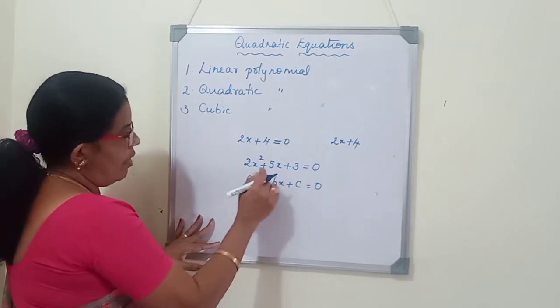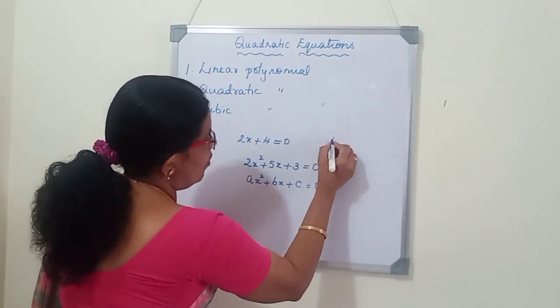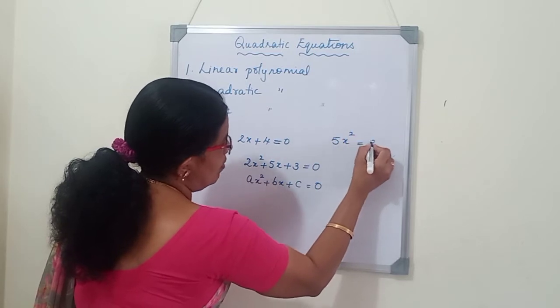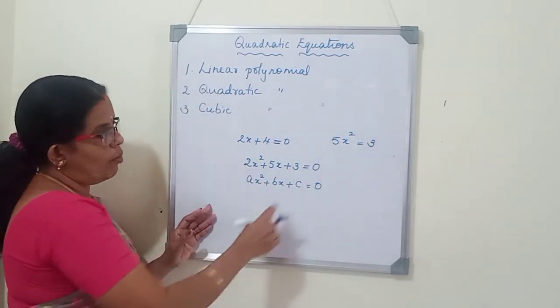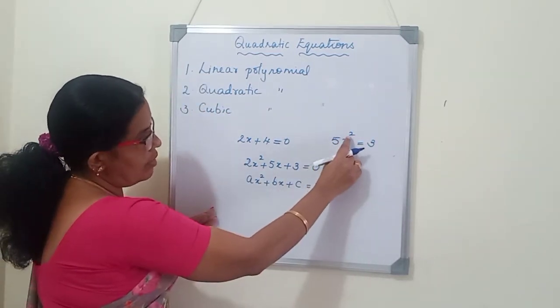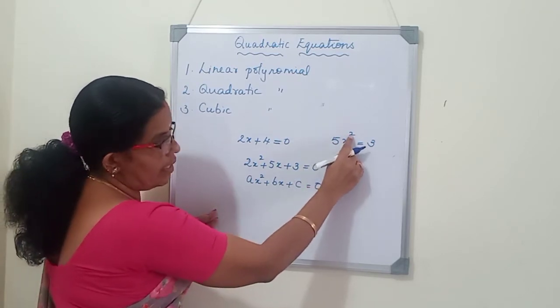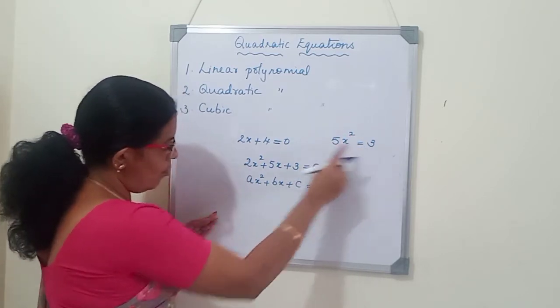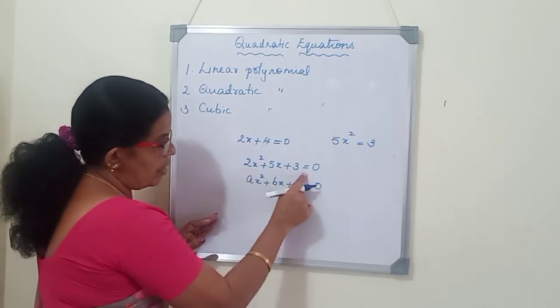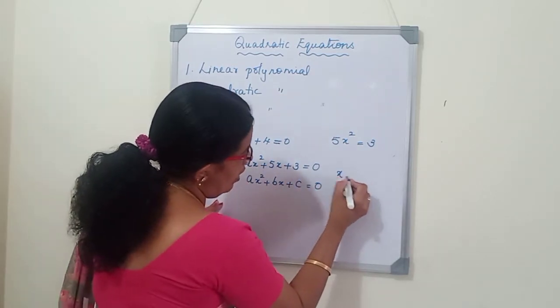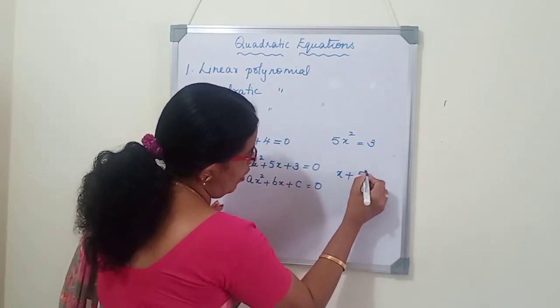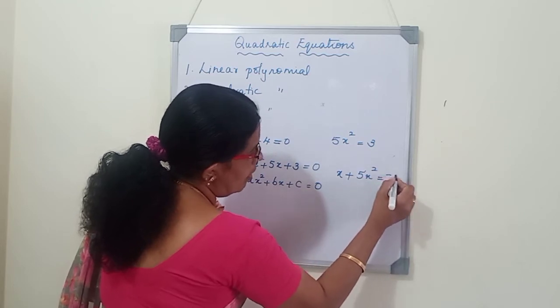Now when we write 5x square is equal to 3, this is also a quadratic equation. We only have to see whether the degree is 2 or not. The degree is 2, so this is a quadratic equation. Here the degree is 2. Now x plus 5x square is equal to minus 3.